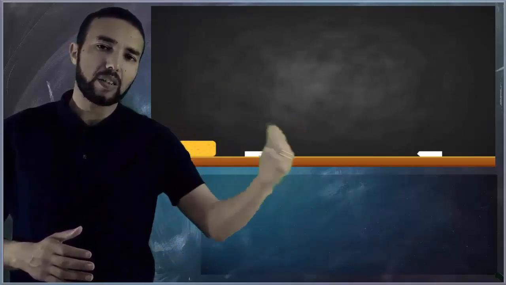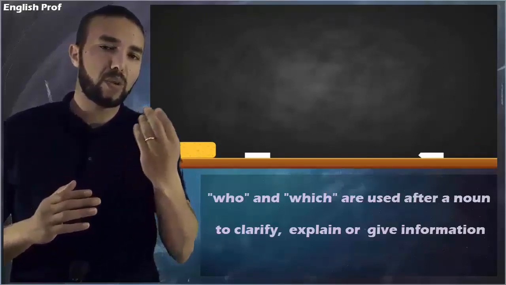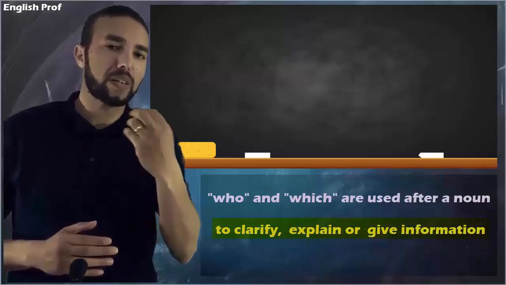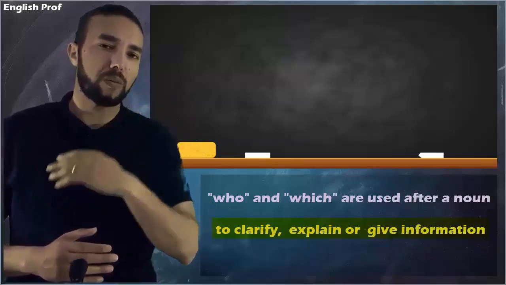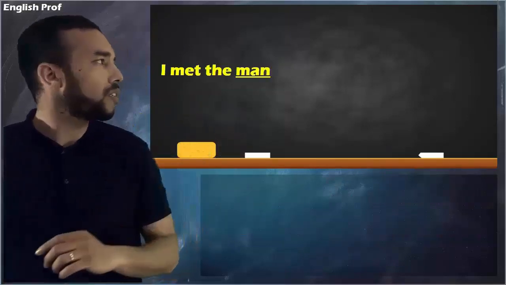Who and which follow a noun either at the start of the sentence or at the end of the sentence. So we will see some examples of each case. We have here two cases, at the start or at the end of the sentence. Who and which are used after a noun to clarify, to identify, to explain or give us more information about the noun.